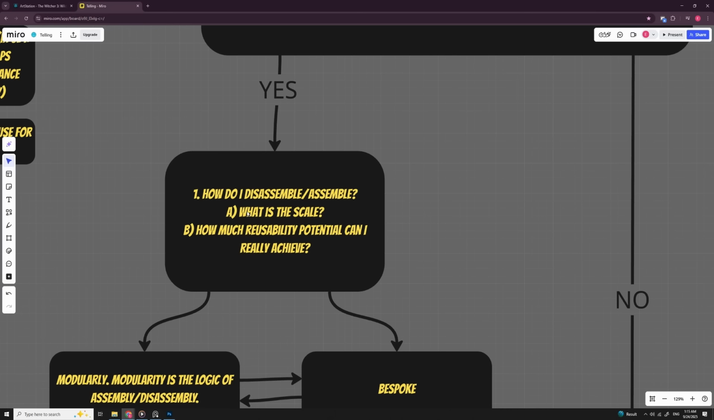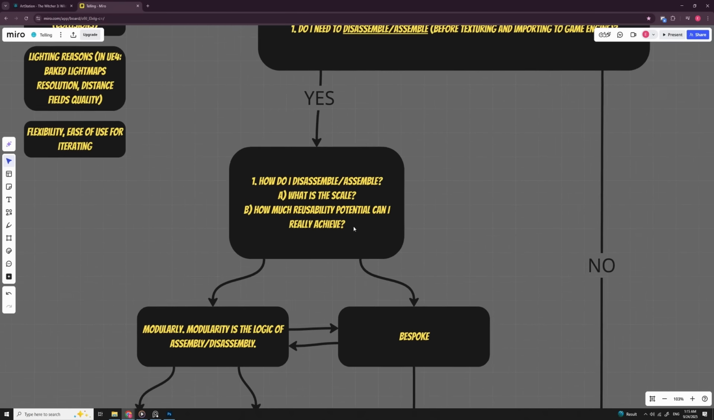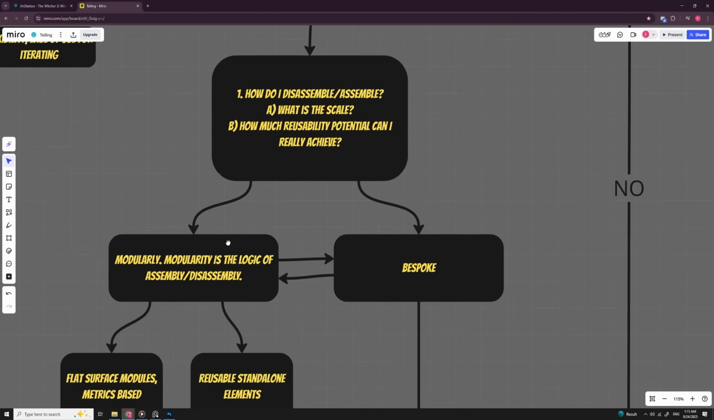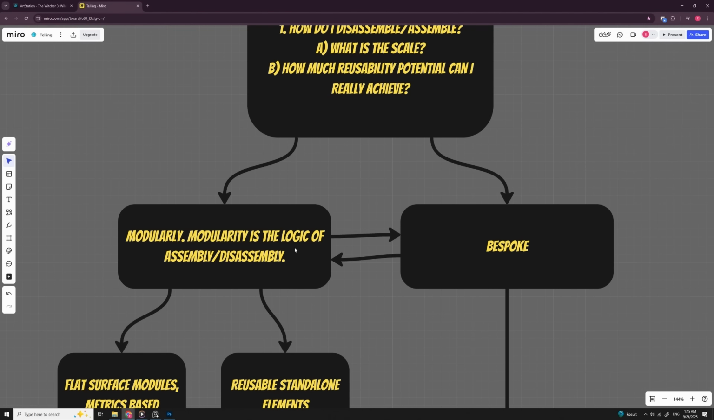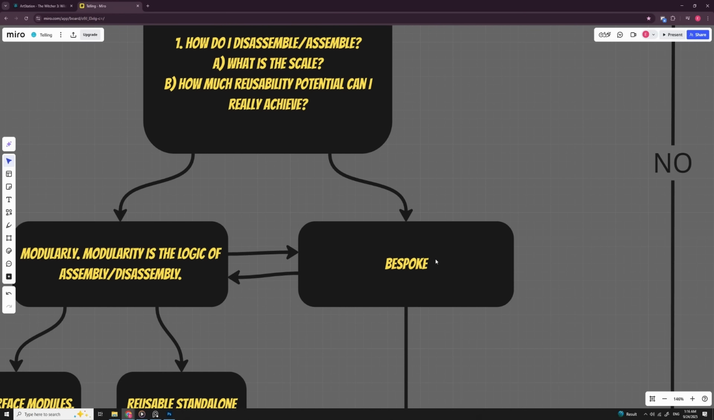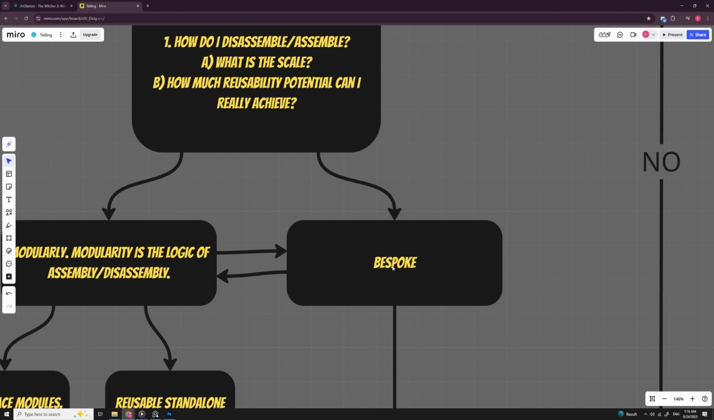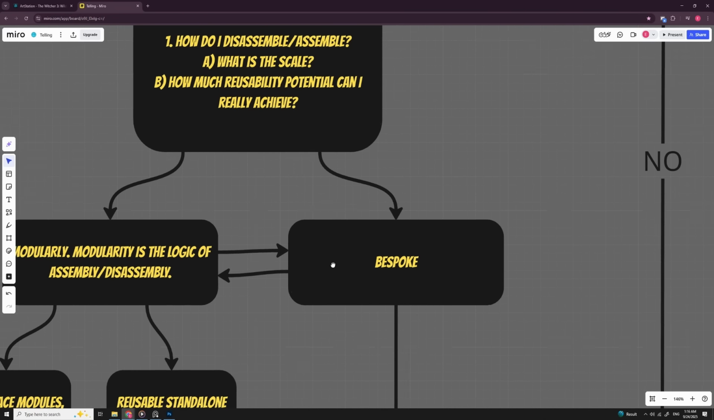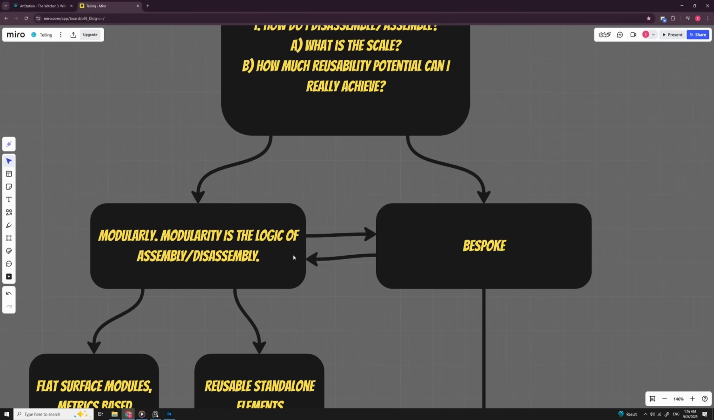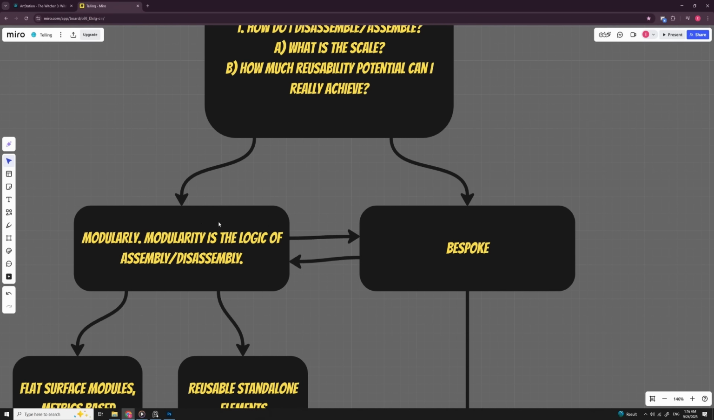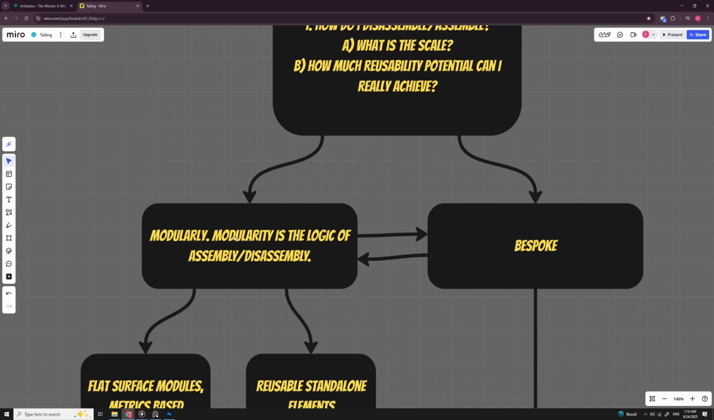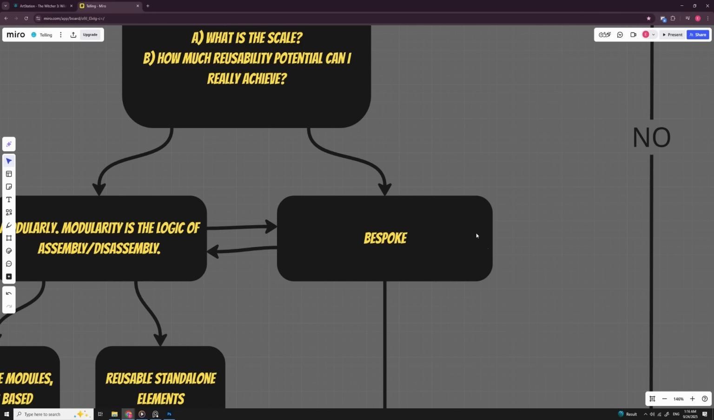Let's just go through my diagram for the sake of completeness, and then I'll show you some interesting examples. So here we have modularity, which I define as the logic of disassembly and assembly. And here we have a bespoke approach. This means unique, unconventional pieces of geometry that, for one reason or another, do not need to be broken down further. And you can see two arrows pointing in both directions here, which means that, as a rule, we use both approaches and rarely use just one or the other in real production.